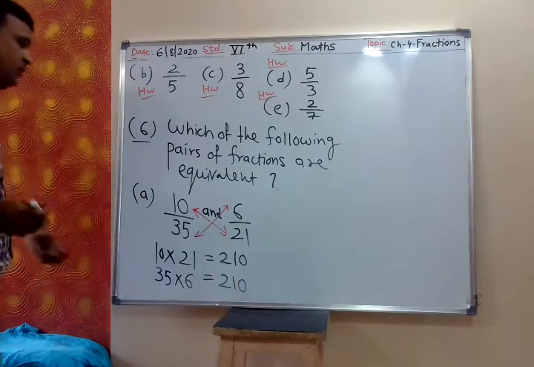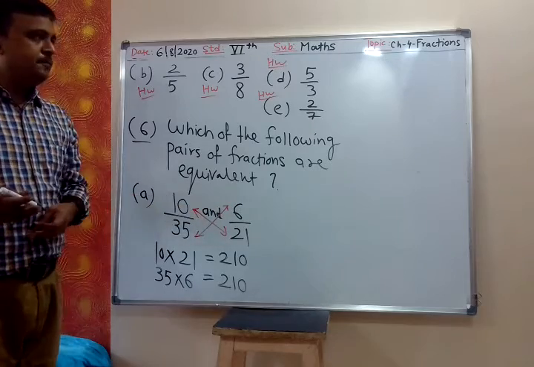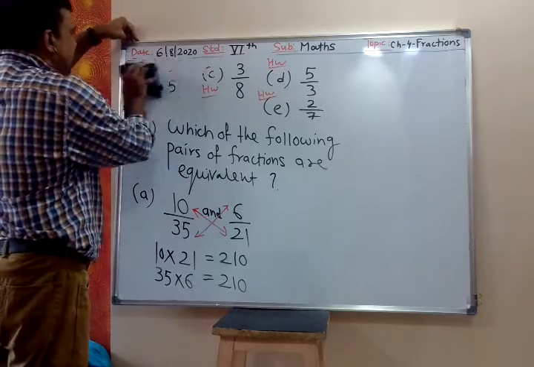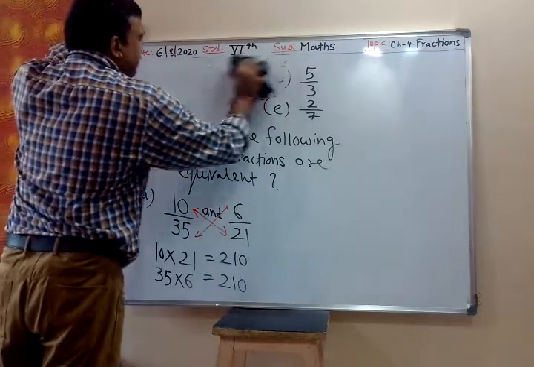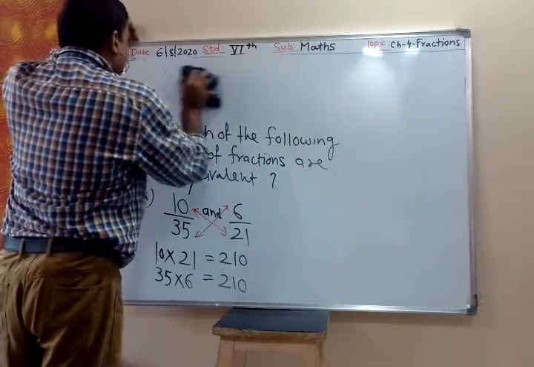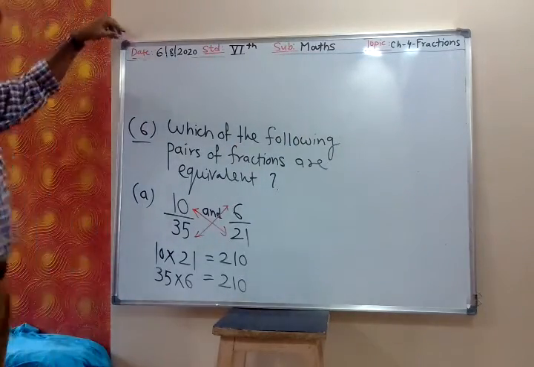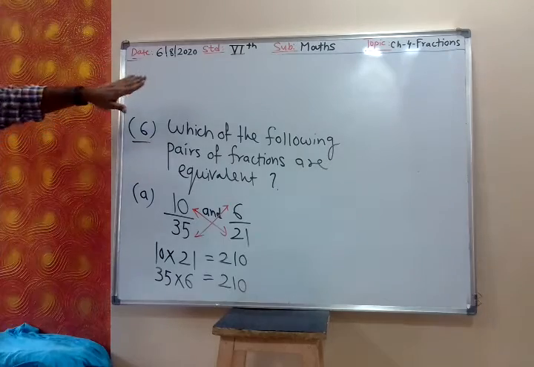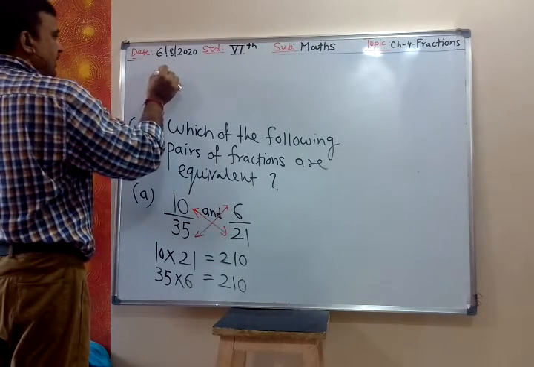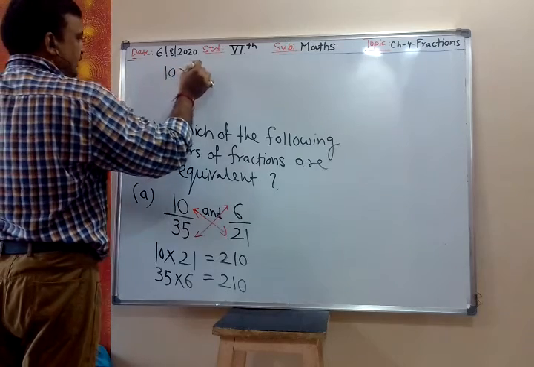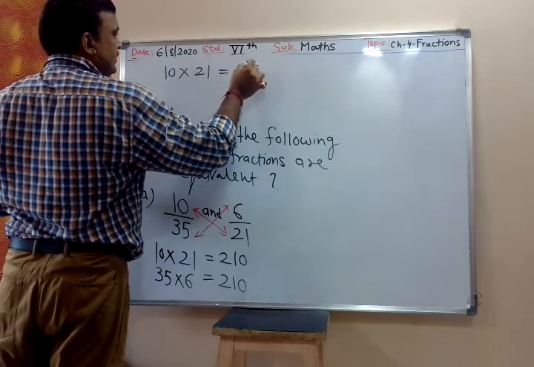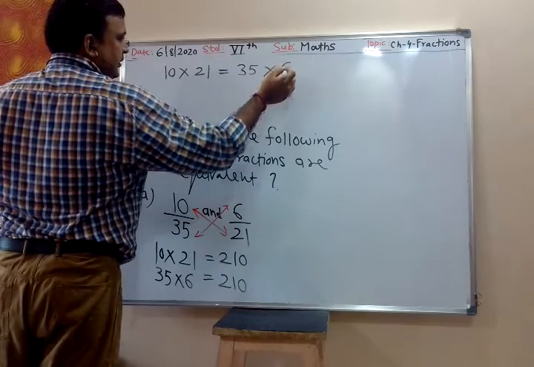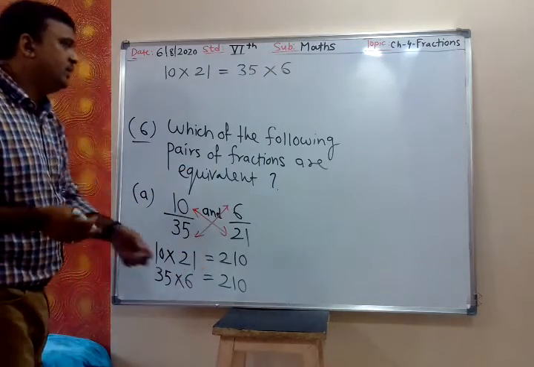So when we cross multiply, they are equal. Whenever after cross multiplying they get equal value, it means the fractions are equivalent. So we write 10 into 21 is equal to 35 into 6. They are equal because they have the same value, 210, 210.